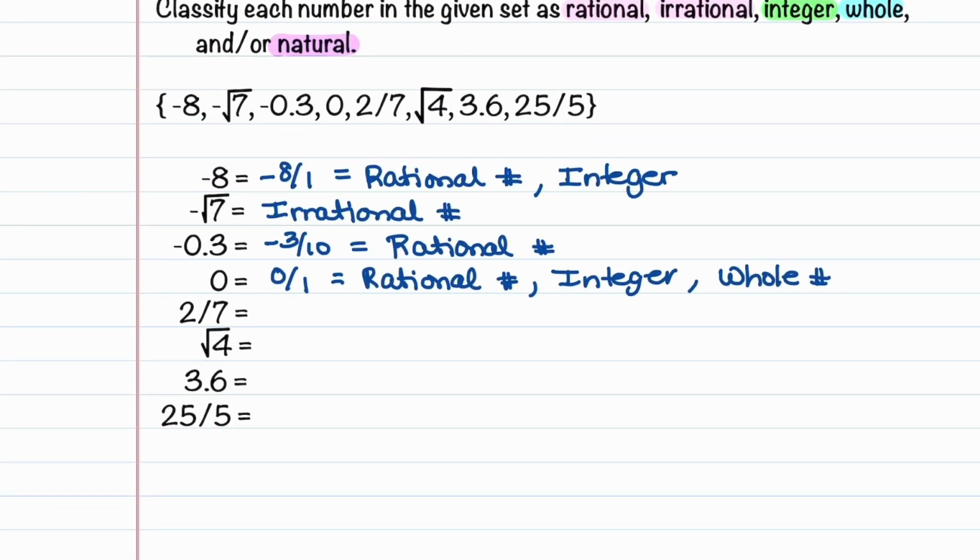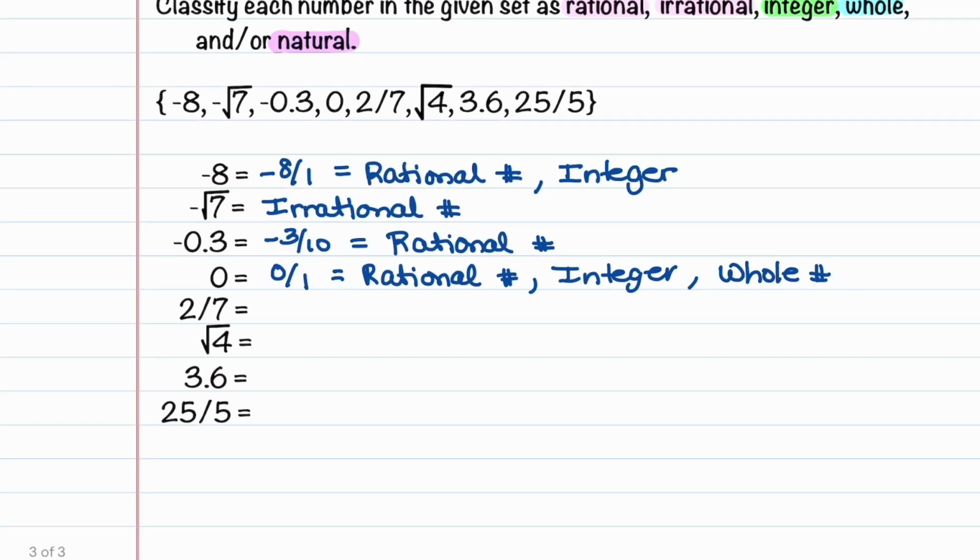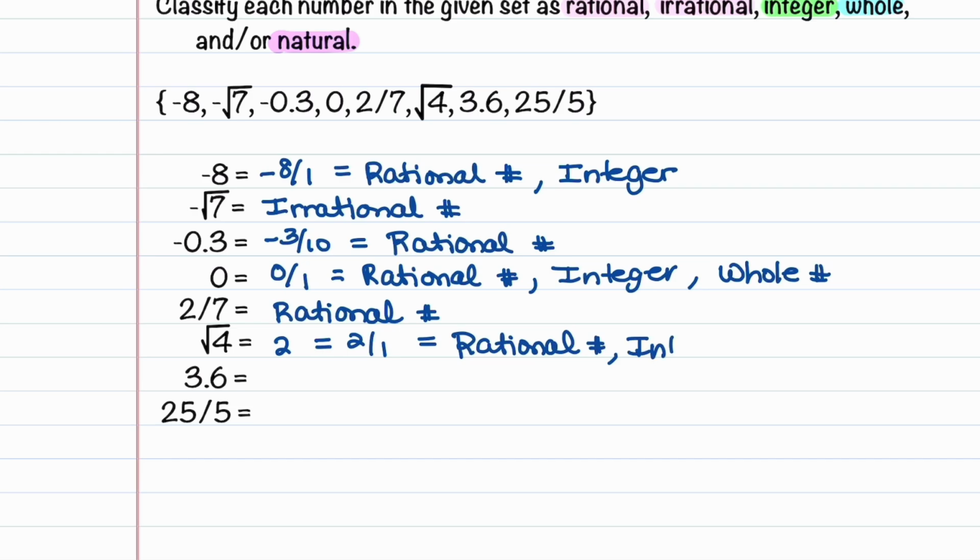2 divided by 7 is already written as a fraction, so let's just write down that this is a rational number. The square root of 4 can be simplified to 2, which can be written as 2 divided by 1, so it is a rational number. It is also an integer. It is also a whole number. We're running out of room here. And it is also a natural number.